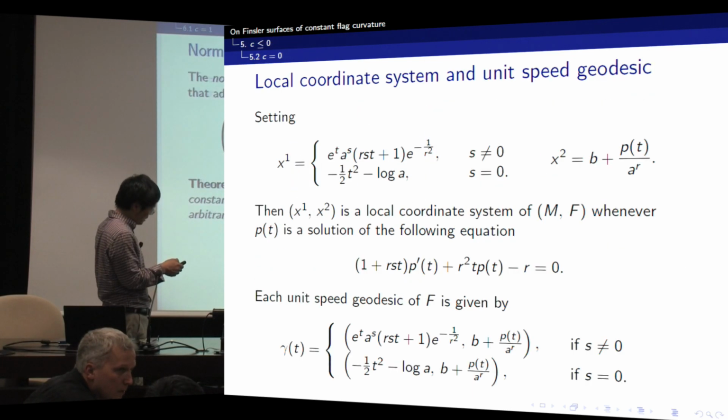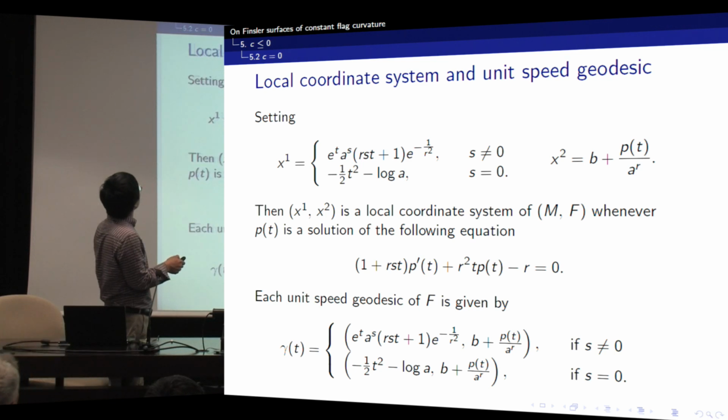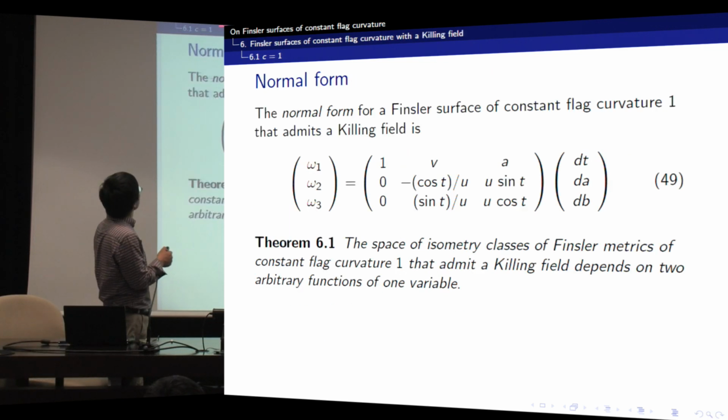So the next one is the sixth, last part. In the last section we discuss the Finsler surface of constant flag curvature with a Killing vector field. This is joint work with Professor Bryant. The normal form, if the constant curvature is equal to positive 1, C equal to 1, we can get the normal form in this case. Here, U and V are functions of just one variable. So we can conclude this theorem.